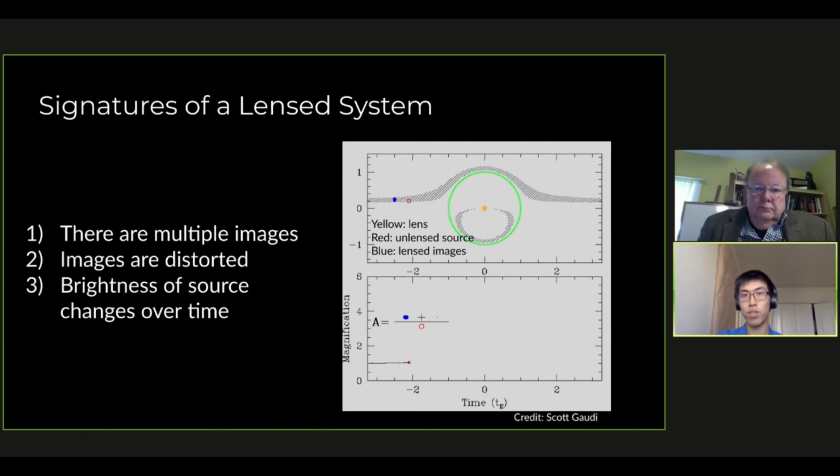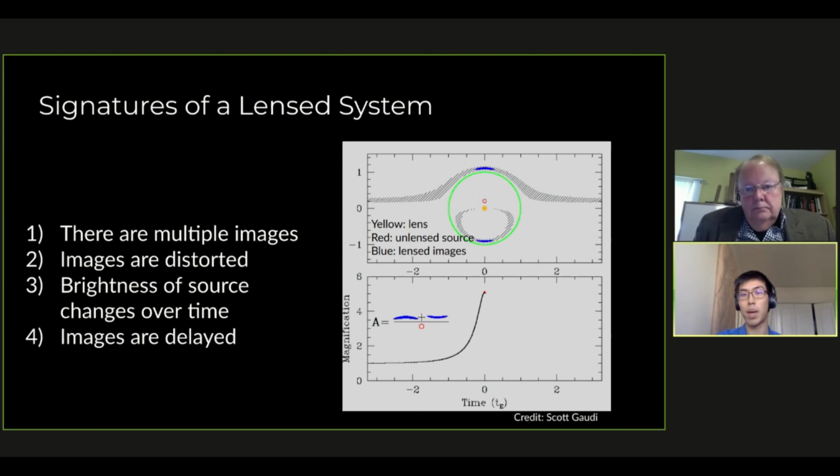There's another experimental signature of gravitational lensing, which is that if you were able to resolve this in the time domain, you would see one of those images arrive at a different time than the other. And that's because along these two different lines of sight, there's a different gravitational potential, and therefore you're measuring a differential Shapiro delay between the two images.